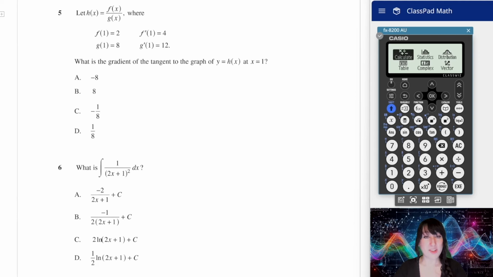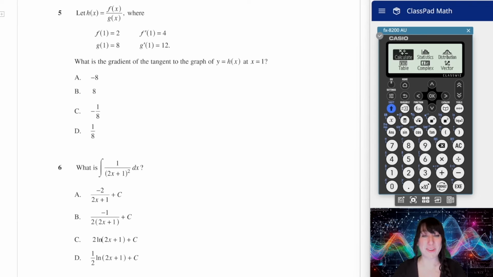All right, question 5. Let h of x equal f of x over g of x, where f of 1 is 2, the derivative of f at 1 is 4, g of 1 is 8, and the derivative of g at 1 is 12. What is the gradient of the tangent to the graph of y equals h of x at x equals 1?